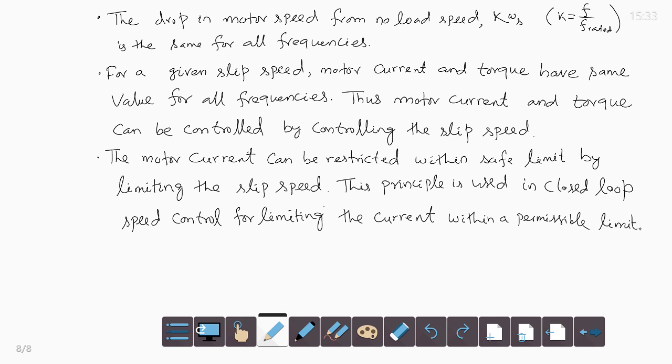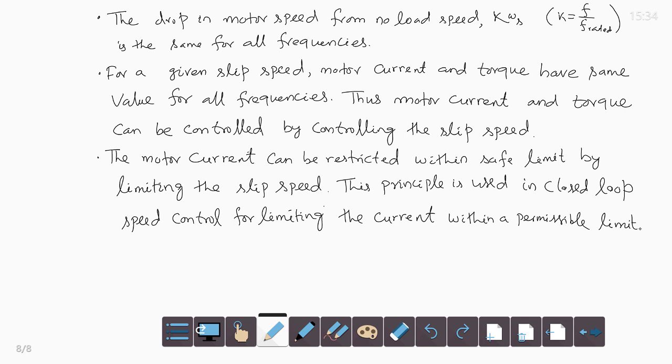So, the drop in motor speed from the no load speed, that is k omega s, where k is the ratio of f by f rated, so k omega s is the no load speed, or you can say it is the synchronous speed at the frequency f, is the same for all frequencies. So, for a given slip speed, motor current and torque have the same value for all frequencies.